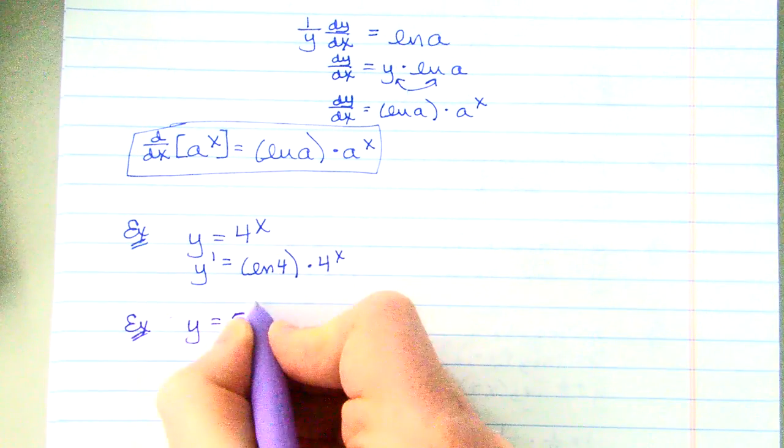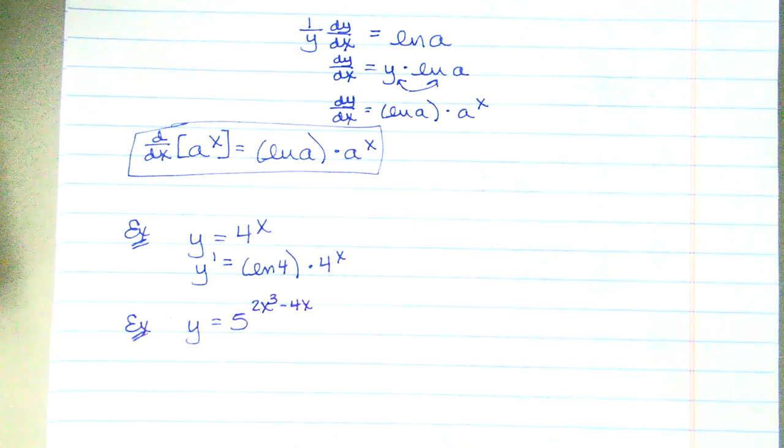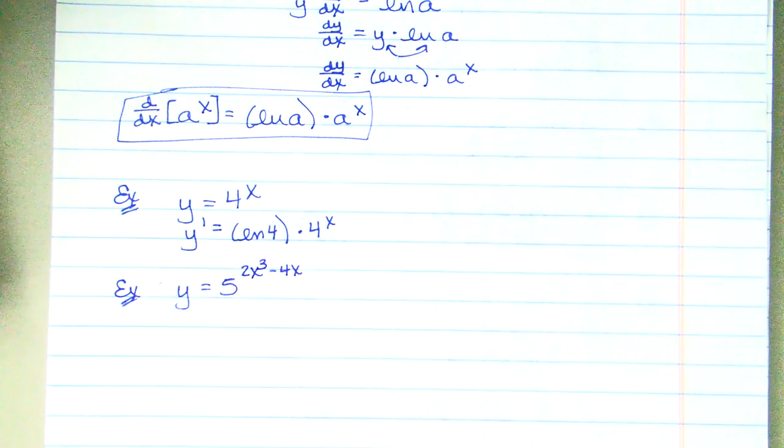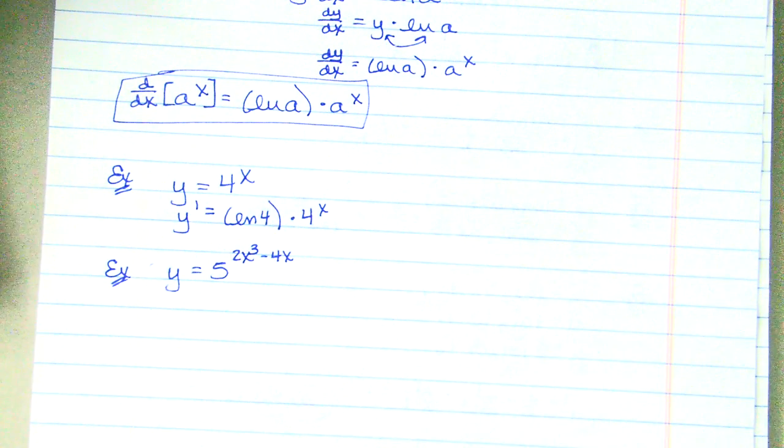Y equals 5 to the 2x cubed minus 4x. What are you going to have to use here? Chain rule. Yes, chain rule. We're going to use chain rule here. Take your derivative of 5 raised to the... How do you do that? With the new formula that I gave you. Multiply that by the derivative of the thing inside. I think you can finish this one.